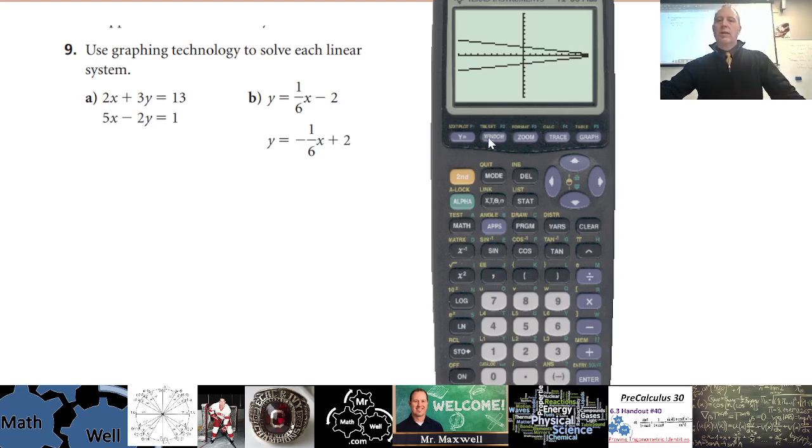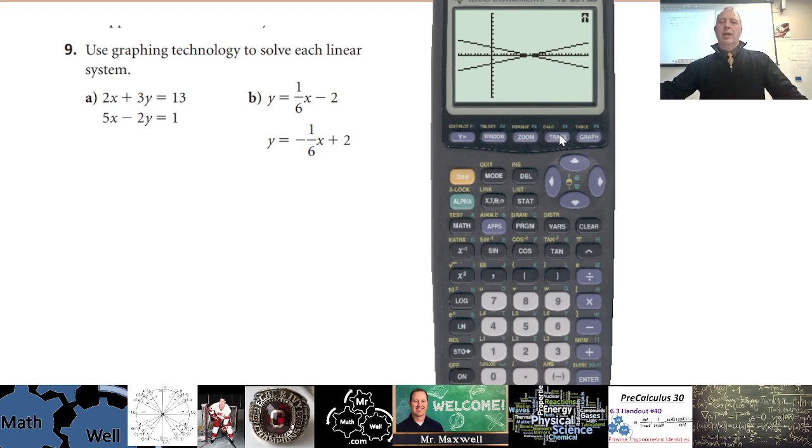So I need to go to Window and X maximum. I'm going to need to make that bigger. So I'm going to say like 30 to make sure I can see it in there. So X max, I'm going to make that bigger so that we definitely see the intersection point, it's going to be around here somewhere. Now it looks like it might be on the x-axis, but let's be sure.